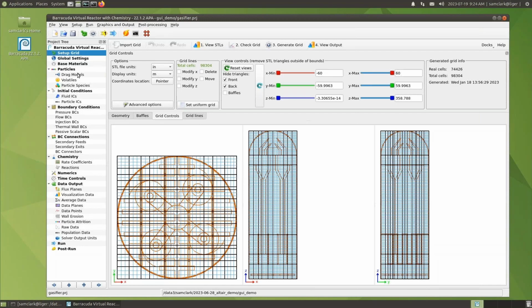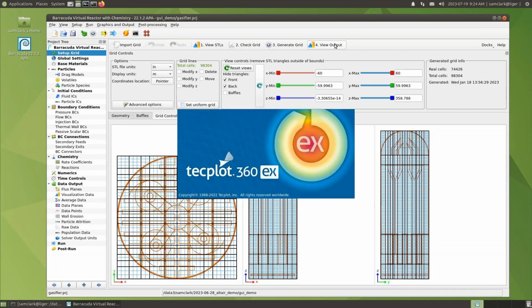So the screen that we're looking at now, this is the grid generation screen. Barracuda has a grid generator bundled with it, and this user interface for defining your grid lines. Barracuda uses STL files as input for the three-dimensional geometry, and the user defines a computational grid to define the resolution of the Eulerian calculations. And so after you do that, you can view what your grid looks like.